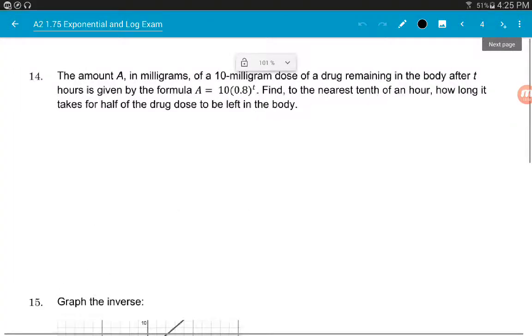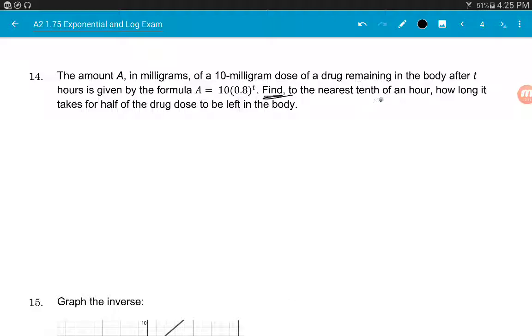The amount A in milligrams of a 10 milligram dose of a drug remaining in the body after t hours is given by the formula A equals 10 times 0.8 raised to the t power. Find to the nearest tenth of an hour. So we're talking about hours, so we're looking for t. They're saying solve for t. They said that literally right here, okay? So how long will it take for there to be half of the drug dose left in the body?